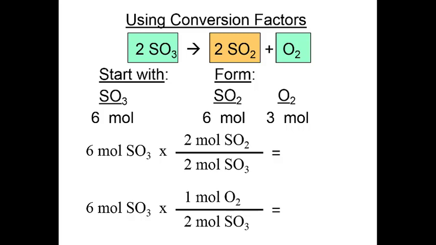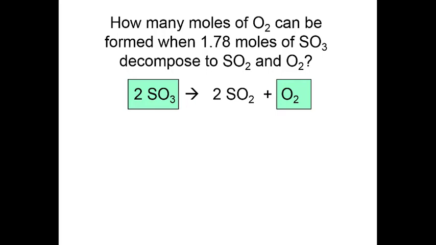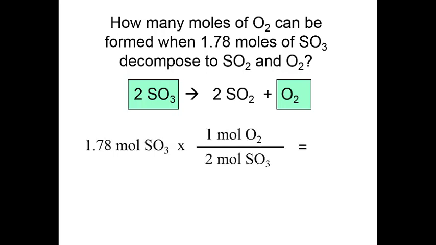Let's put together the steps to solve this type of problem. If we're asked how many moles of O2 can be formed when 1.78 moles of SO3 decompose to SO2 and O2, the first thing we would need is a balanced equation. We've seen this one before, but if this were a new problem, we would need to balance it. Then we would look for the coefficients of the 2 chemicals of interest, in this case SO3 and O2. Then we would set up the calculation, starting with the number we're given in the problem and constructing a conversion factor with the coefficients. Calculation gives 0.89 moles of O2.